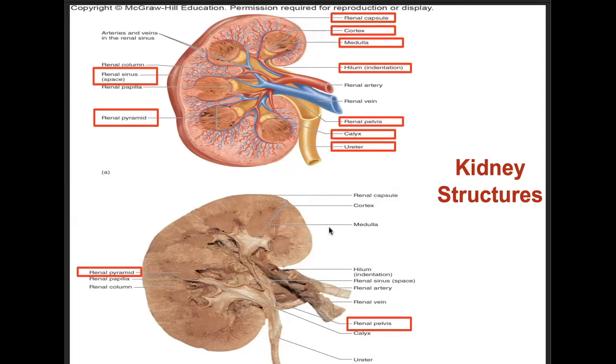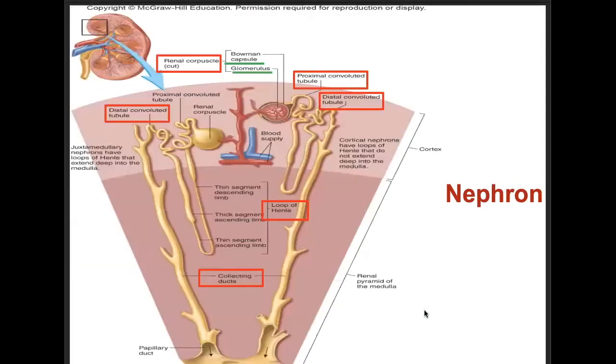Okay, now let's move on here. So this is the nephron. So what is a nephron? This is the functional unit of the kidneys. Okay, and we have over 1 million nephrons in our kidney. Okay, so let's start discussing the parts.